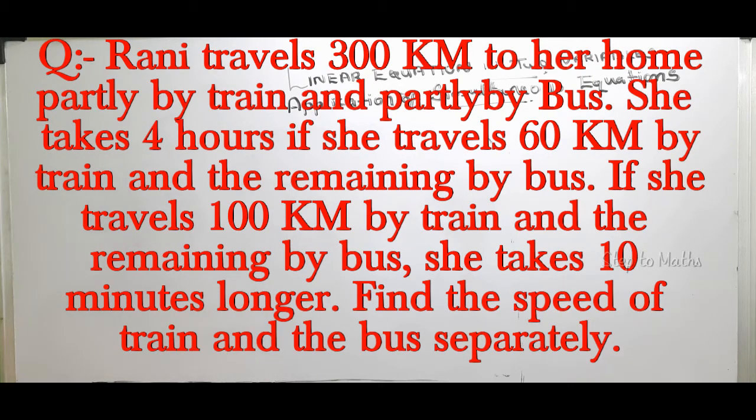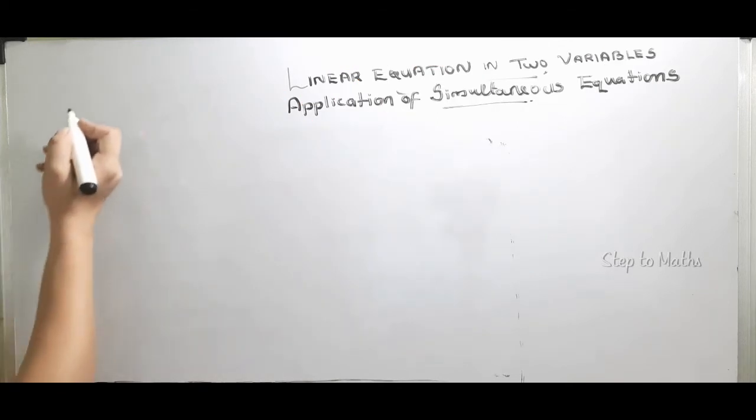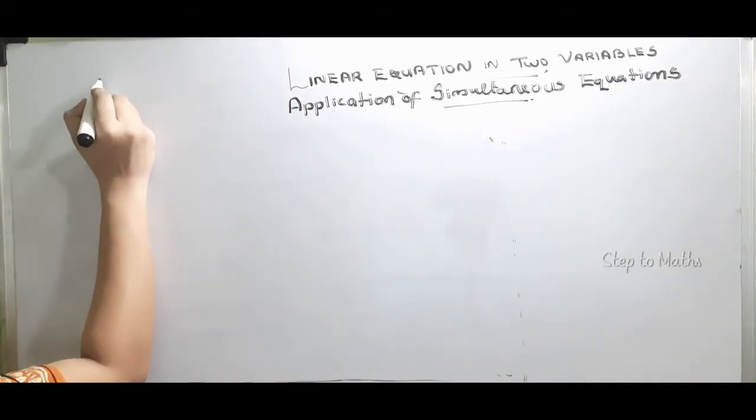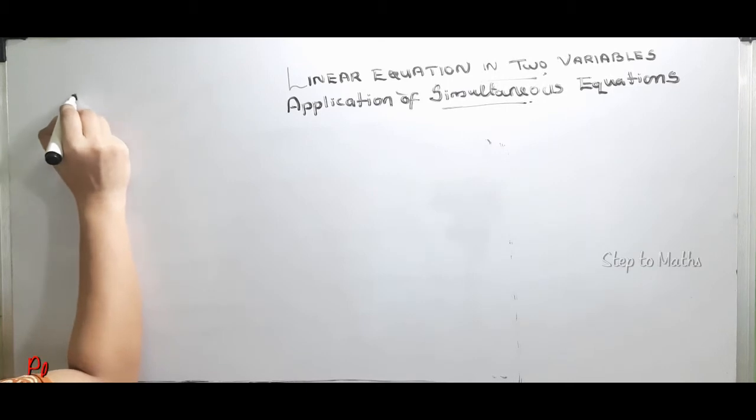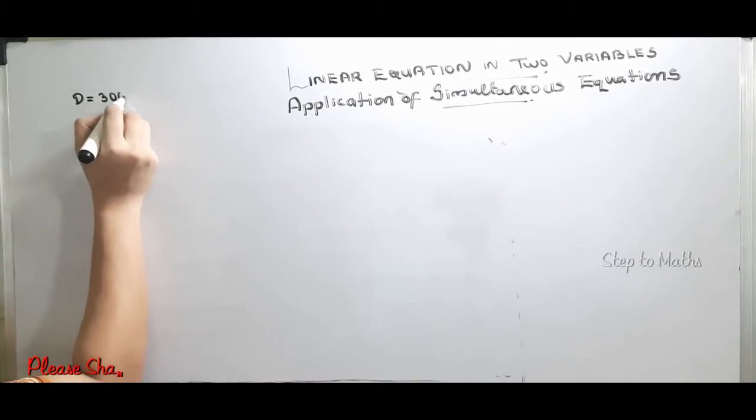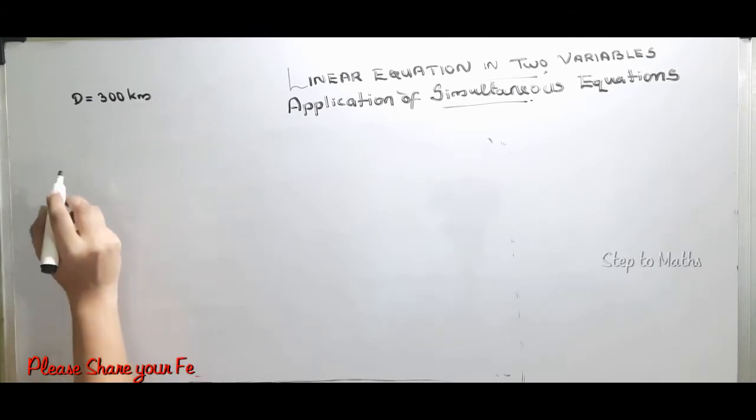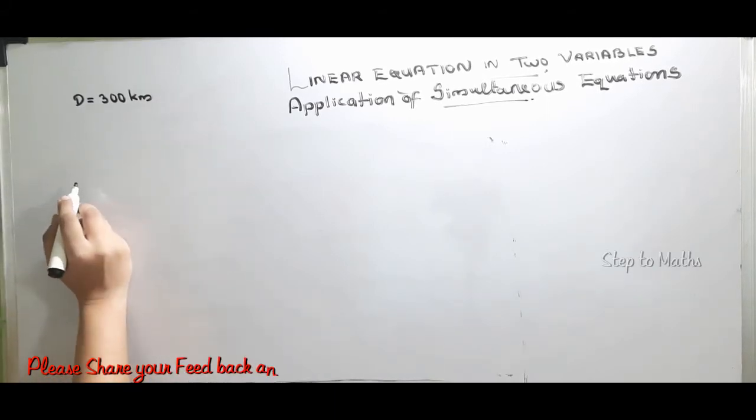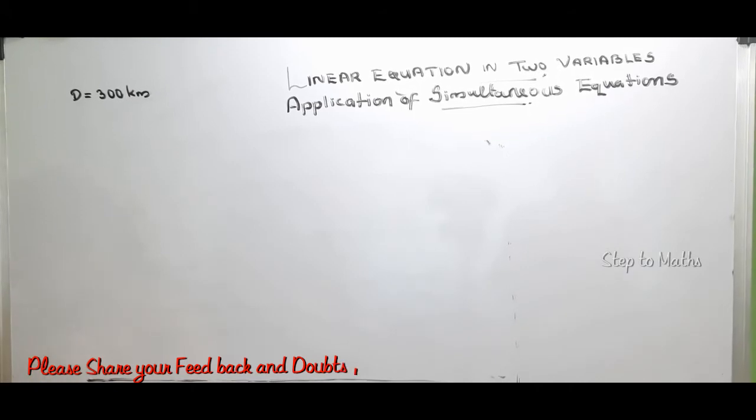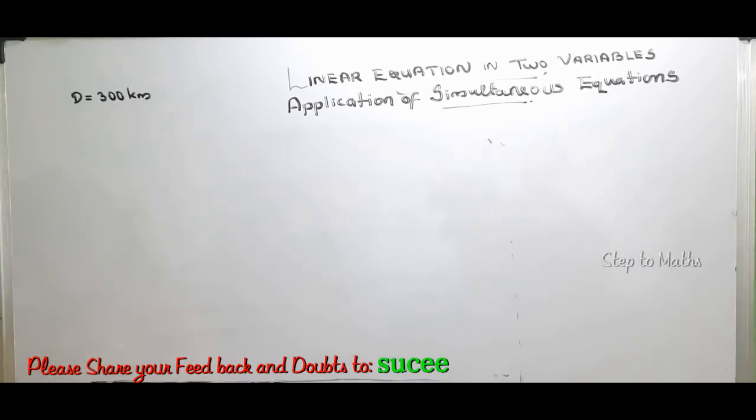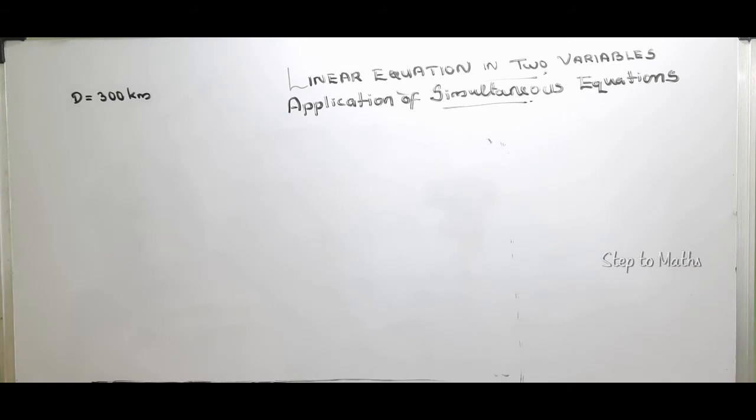Okay. Rani travels 300 kilometers. That means our total distance is 300 kilometers. Then she takes 4 hours for 60 km by train and the remaining by bus. Now we take the variables, as our question is the speed of train. We have to find out the speed of train and speed of bus.